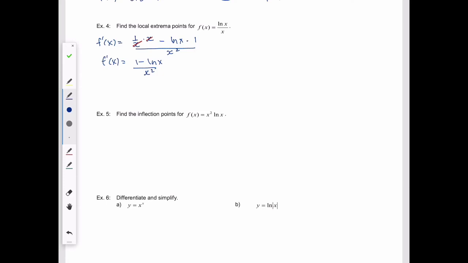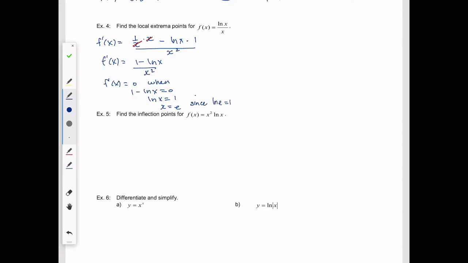Now we have to find the critical points, so that means we have to set that equal to 0. So f prime of x is equal to 0 when, well, we're trying to set the numerator equal to 0, so we're going to have 1 minus ln of x is equal to 0, or ln of x is equal to 1. So we know that in this case x is equal to e, since ln of e is equal to 1. You can verify that in your calculator.